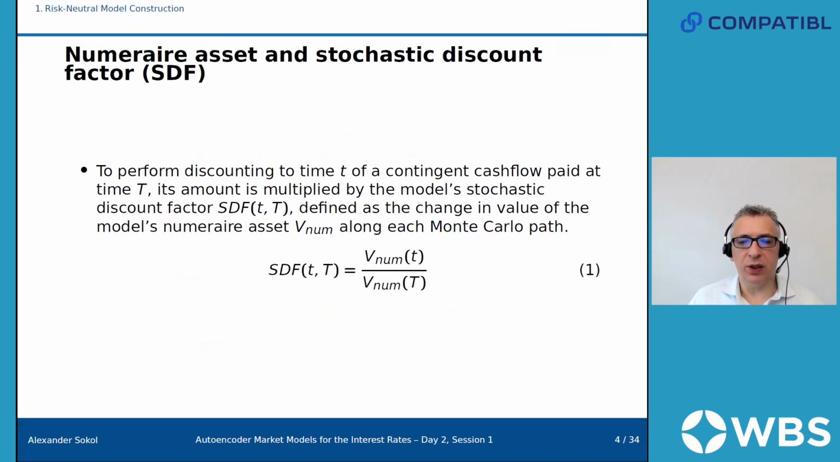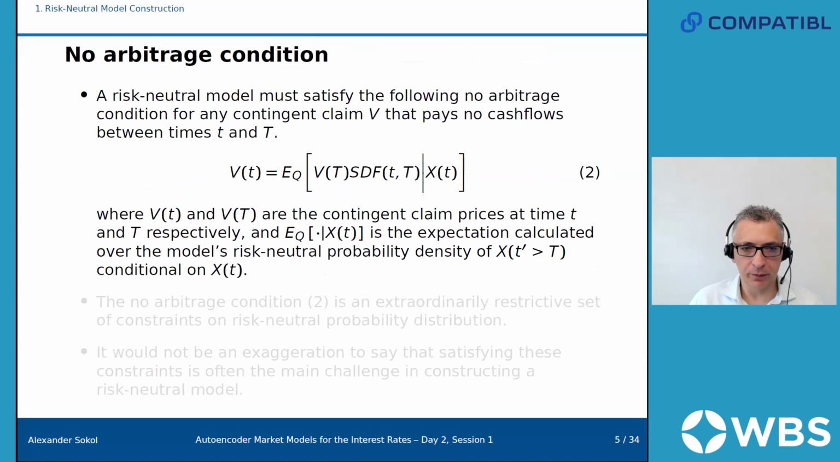Okay, so in order for us to consider the time value of money, we need a numeraire asset. The numeraire asset is something that we use to keep track of the time value of money. And the stochastic discount factor from time t small to time T capital is the ratio of the value of numeraire asset today and the value of numeraire asset at maturity.